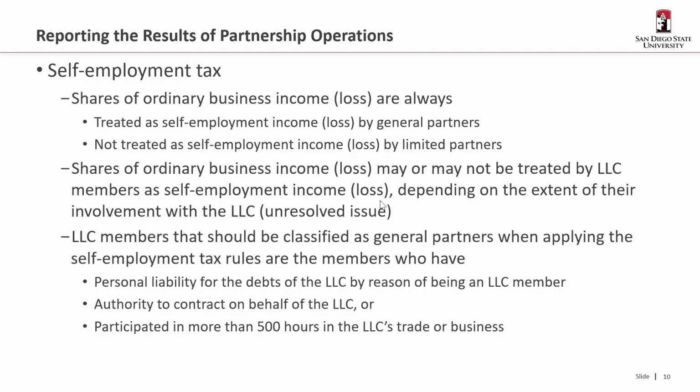A few things that we do know when you are applying the self-employment tax rules to an LLC member: if they have personal liability for the debts of the LLC, so if for some reason they've guaranteed the LLC debts, their income is going to be treated as self-employment income. If they have authority to contract on behalf of the LLC or participated in more than 500 hours in the LLC's trade or business, then the IRS is going to try to treat all the income as self-employment income.